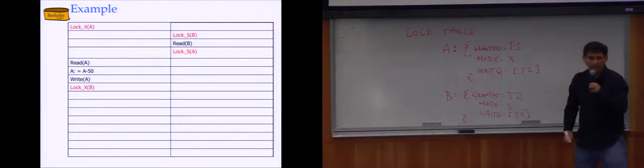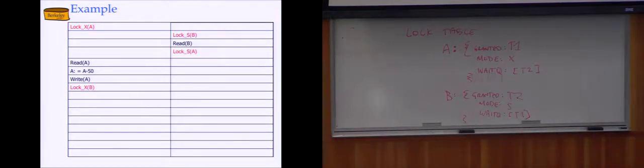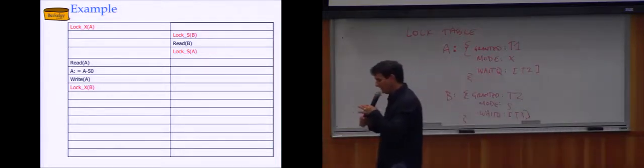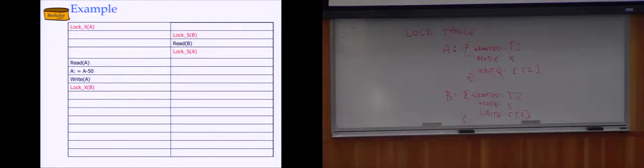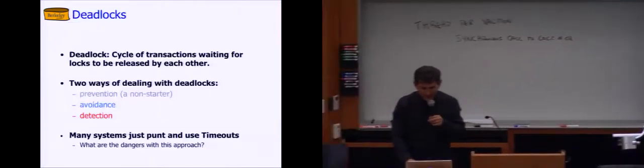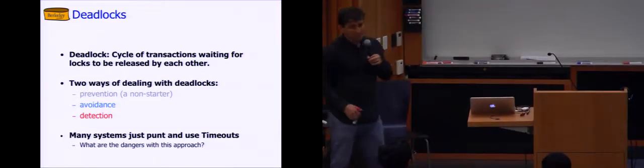And we have deadlock, right? Because T1 is waiting for T2 and T2 is waiting for T1. But these are sort of the data structure in the lock table. Okay, I just want to make it very explicit so you see what it looks like. So deadlock can happen. Let's talk about that now.